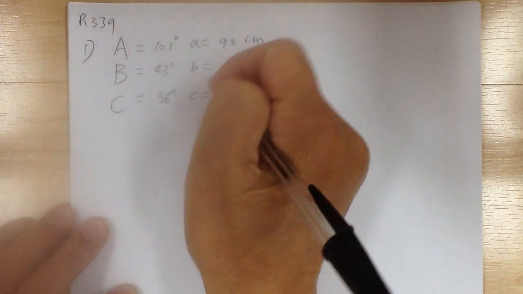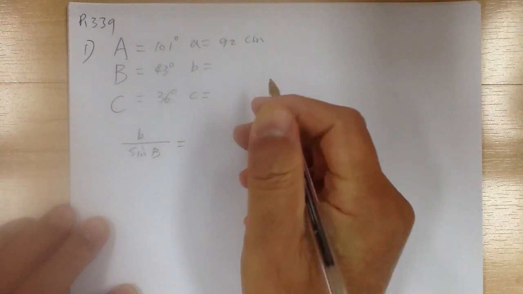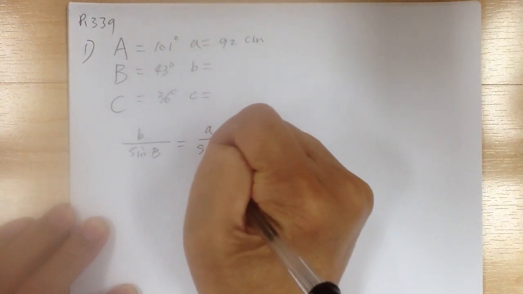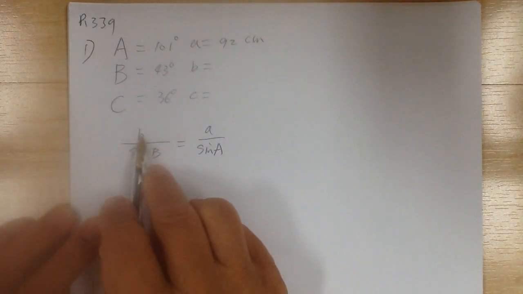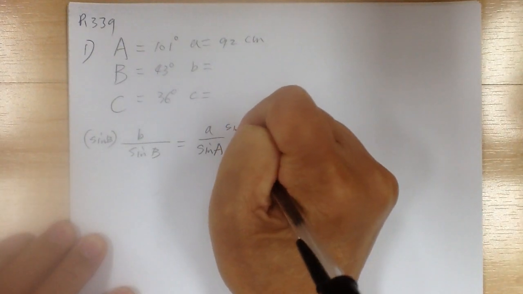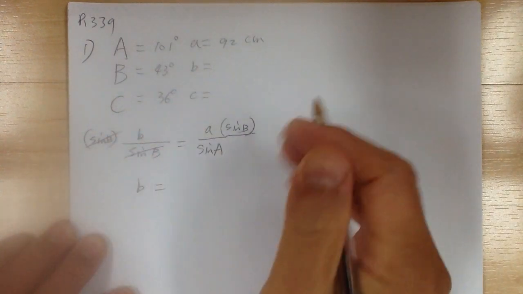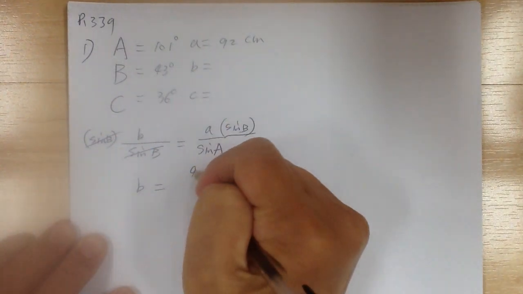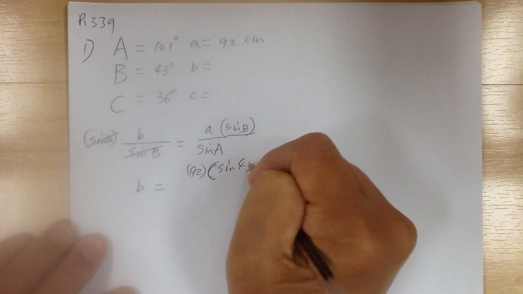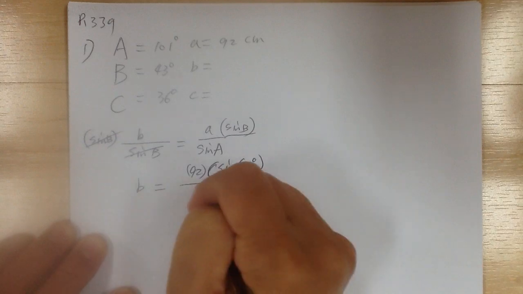To look for B, whatever you're looking for, you write it down first. So B over sine B equals, now you don't want to use C because C is not given, right? So you have to use A. So A over sine A. And since you're solving for B, you have to get rid of the sine B, so multiply both sides by sine B. So this will cross out, and so B will equal, now you can substitute. So A is 92, and you get sine of 43 degrees over sine of A, which is 101 degrees.